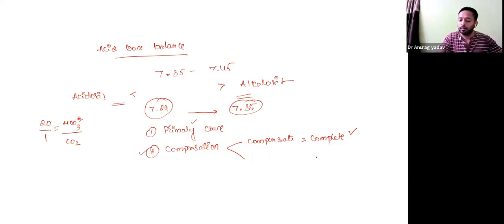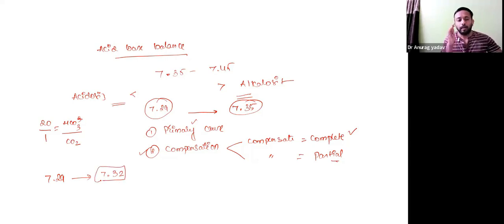If compensation is partial, in the same example, it was 7.29 initially when the patient had acidosis. The pH has come up only to 7.32. If you see, this is still acidosis. Compensation is there, but it is still in acidosis. This is termed partial compensation. Either you can have complete compensation or partial compensation, or there is no compensation at all.